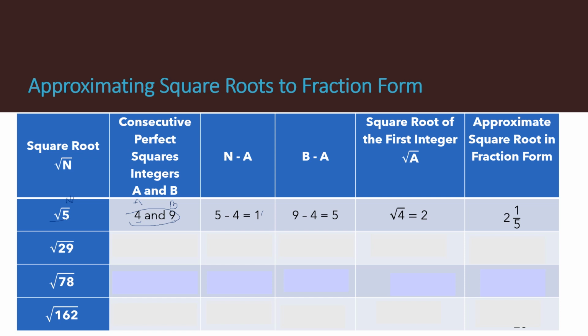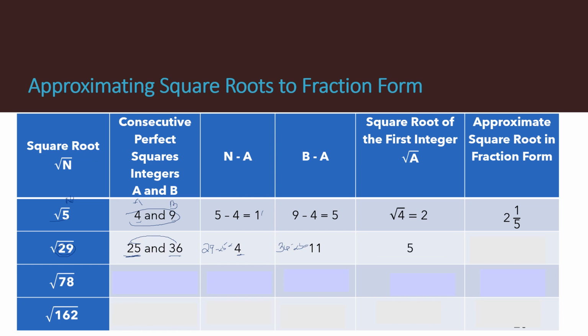Next, the square root of 29. It is between the perfect squares 25 and 36. Then we subtract the value of b, or 29 minus the first integer. 29 minus 25 is equal to 4. So that will be the numerator of our fraction. And then we subtract 36 minus 25, and we will obtain 11. 36 minus 25 is equal to 11.